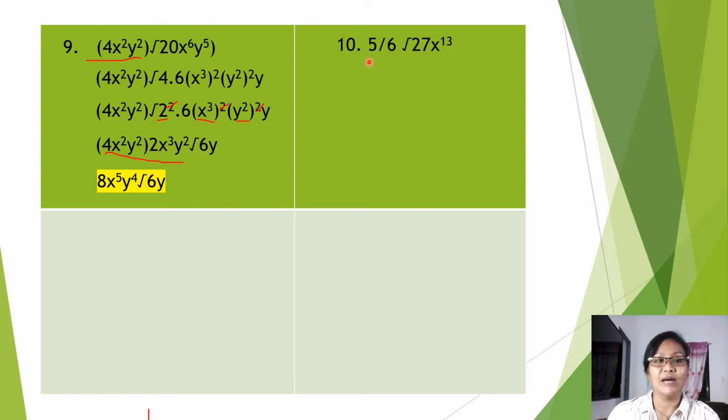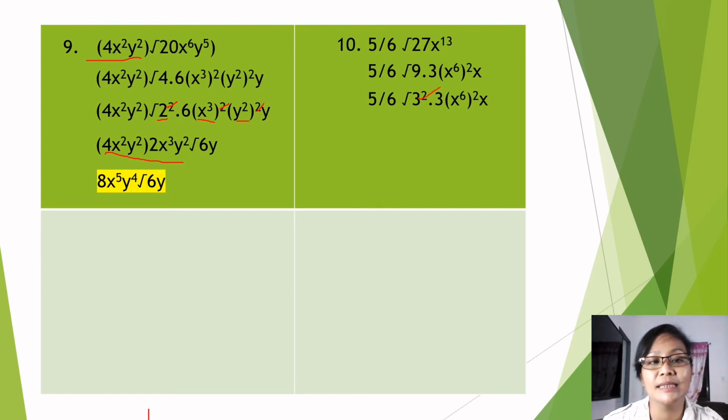Number 10, 5 all over 6, square root of 27x cubed. First, copy the term outside the radical sign, then factor out the radicand. So we have 5 all over 6, square root of 9 times 3, x to the 6th power raised to 2, and then the remainder, x. After that, write the exponential form of 9. So we have 5 all over 6, square root of 3 squared times 3 times x to the 6th power squared, and then x. Then, extract the root, cancel 2, cancel 2.